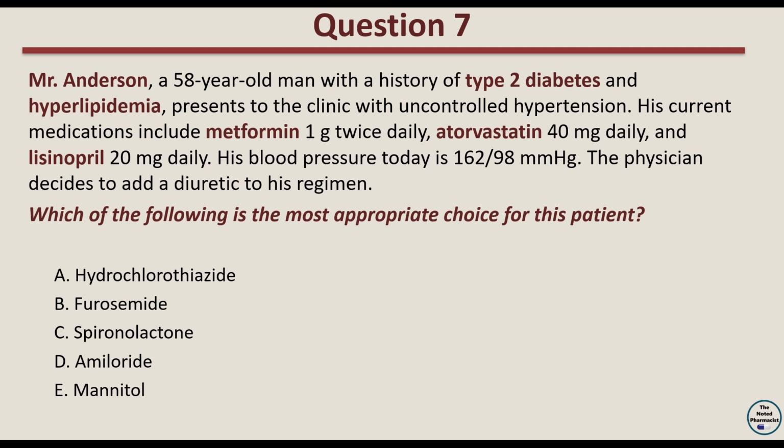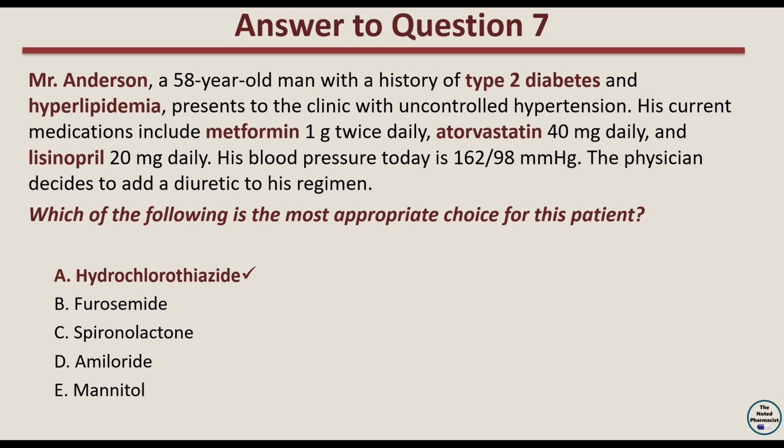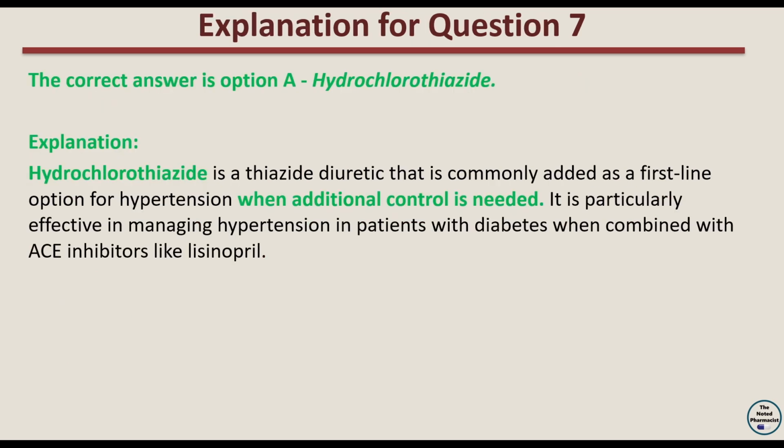The correct answer is option A, hydrochlorothiazide. The explanation is as follows. Hydrochlorothiazide is a thiazide diuretic that is commonly added as a first-line option for hypertension when additional control is needed. It is particularly effective in managing hypertension in patients with diabetes when combined with ACE inhibitors like lisinopril.